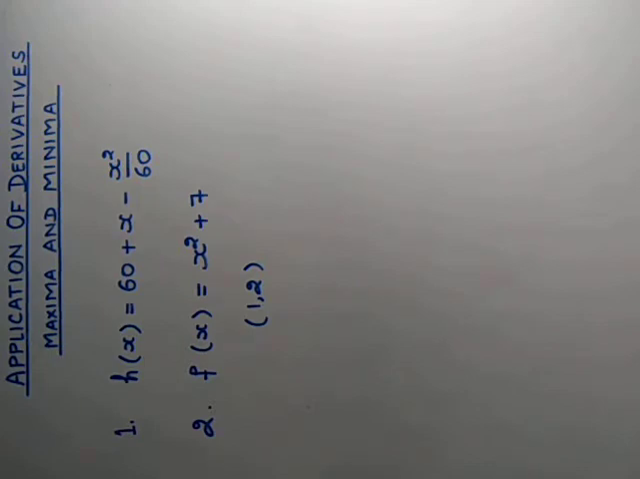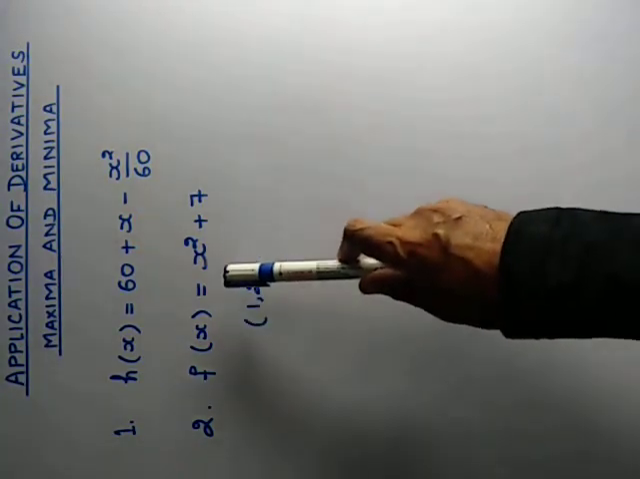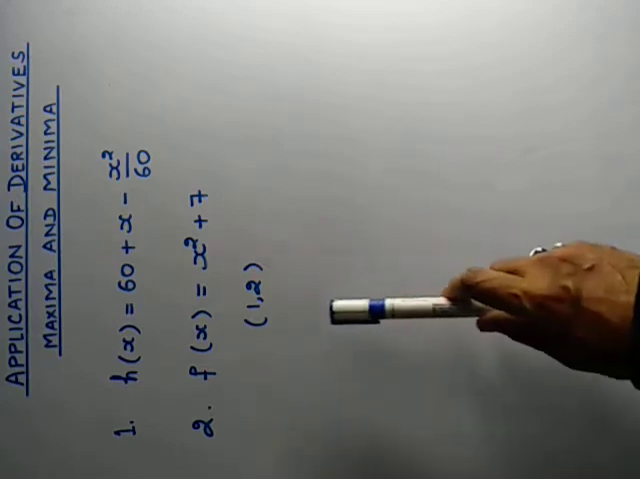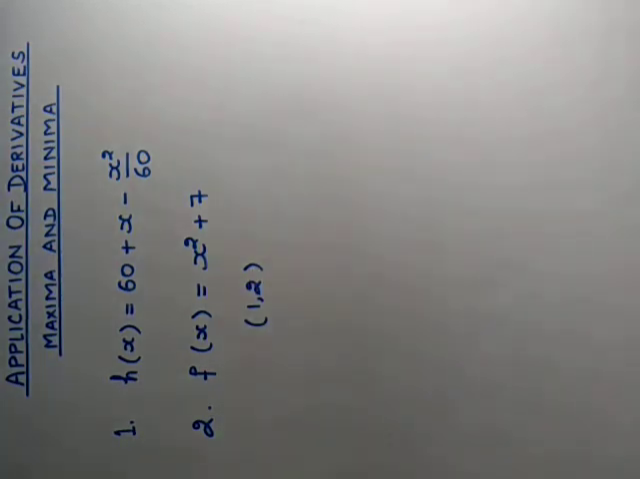The second problem: an Apache helicopter of the enemy is flying along the path given by the curve f(x) equals x square plus 7. A soldier placed at the point (1, 2) wants to shoot the helicopter when it is nearest to him. So we need to find the nearest distance of the Apache helicopter.